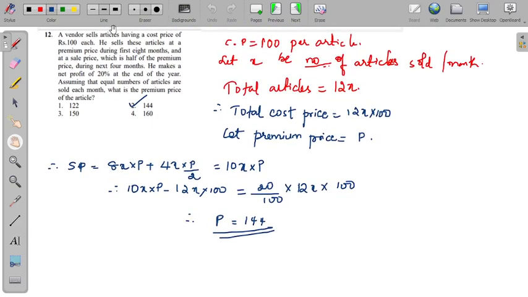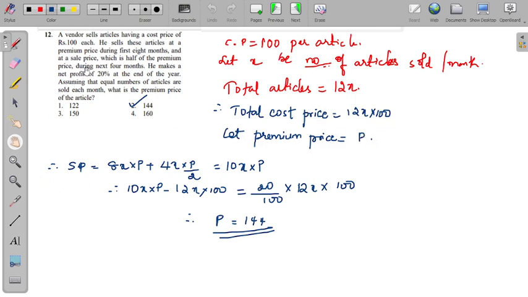Next question. A vendor sells articles having a cost price of rupees 100. So the cost price is 100 per article. He sells these articles at a premium price during the first 8 months and at a sale price which is half of the premium price during the next 4 months. So let x be the number of articles sold per month. There are totally 12 months, so the total number of articles sold is 12x. Total cost price will be, one article costing 100 rupees, so 12x into 100. Let the premium price be P.